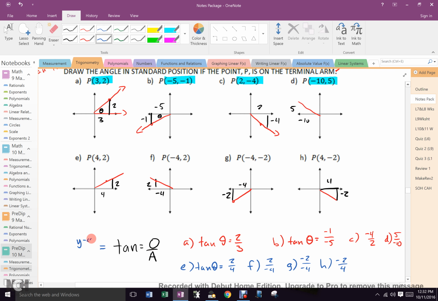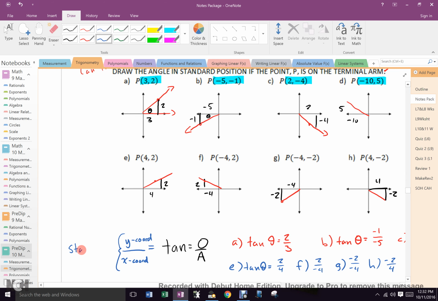So now, not only is tangent opposite over adjacent, it is also the y coordinate over the x coordinate. When? What is the condition here? What does the angle have to be? When the angle is in standard position. Is everybody cool? Yes? Everyone is good?